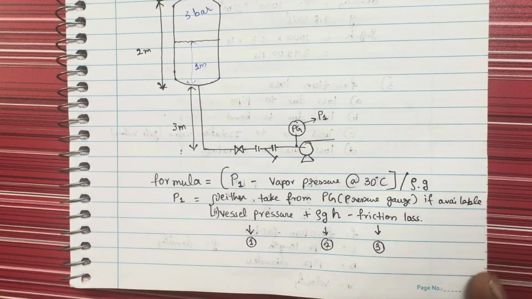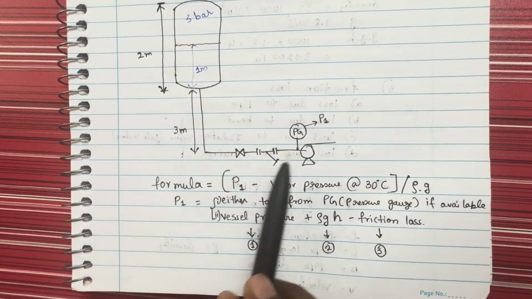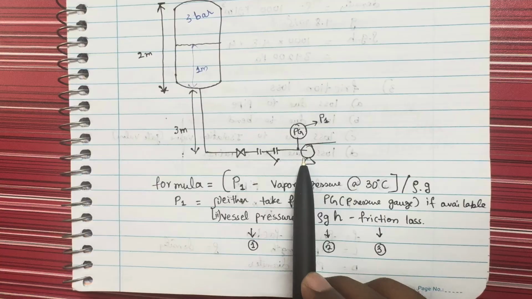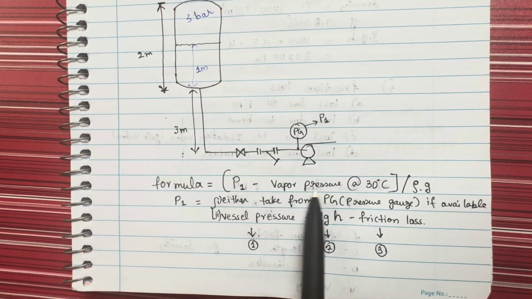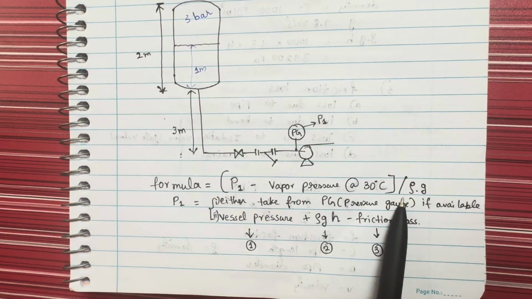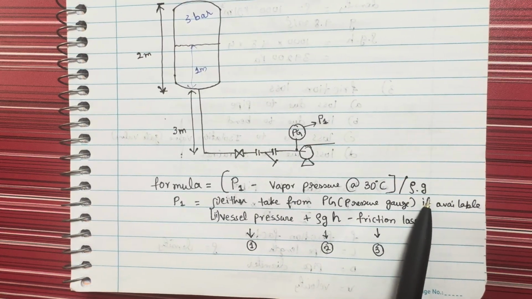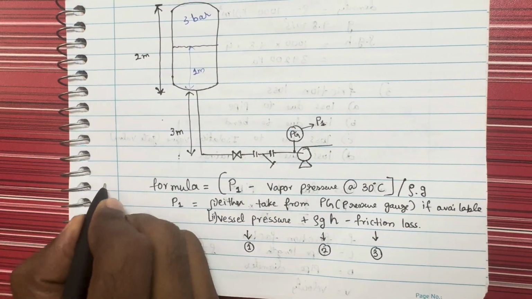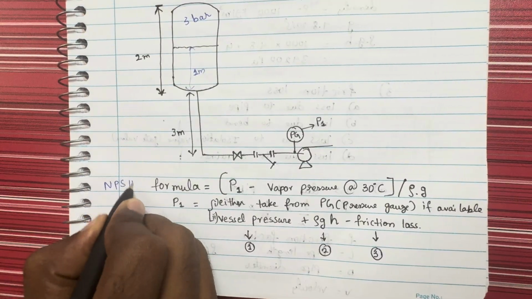now the formula is P1, which is pressure at the pump suction, minus vapor pressure at the given temperature, which is 30 degrees Celsius, divided by density into gravity. This is the formula for net positive suction head available.